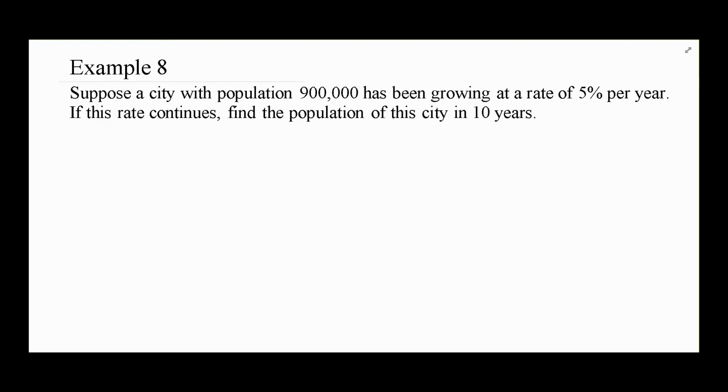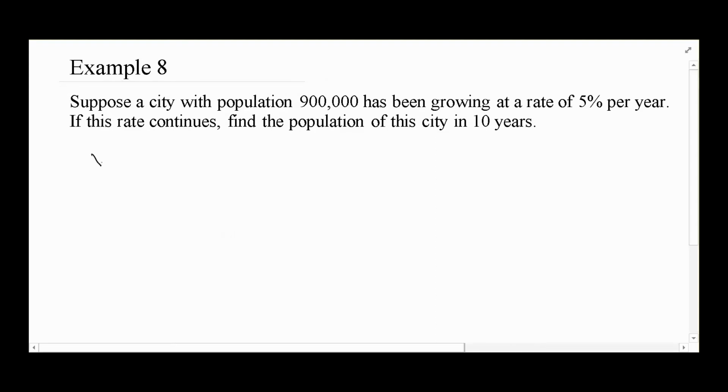So this example tells us to suppose that a city with a population of 900,000 has been growing at a rate of 5% per year. And we're asked, if this rate continues, to find the population of the city in 10 years. So remember that our controlling equation for an exponential growth is y equals c, where c is the initial value, times 1 plus r to the x power.